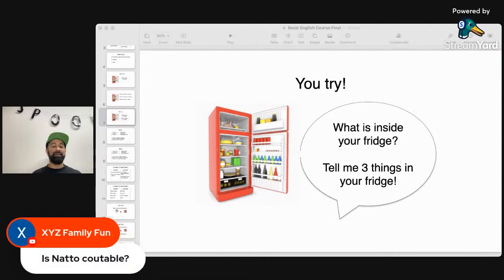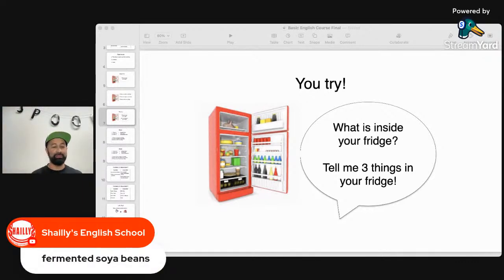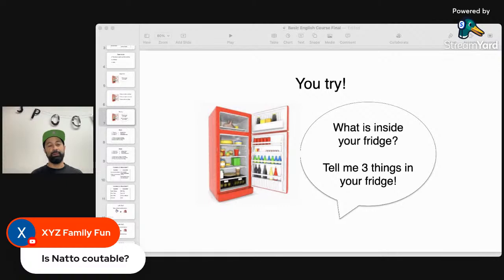XYZ has a question. Is natto countable? Natto is a very typical Japanese food. It is actually a fermented soybean. I'm going to put that into the chat box, so anybody who wants to know what it is, natto is a fermented soybean. It is very, very healthy. It doesn't smell the best, but it's very healthy, and it's not bad. I'm not a big natto lover, but I don't hate natto. I can eat it. But the question is, natto countable or uncountable?